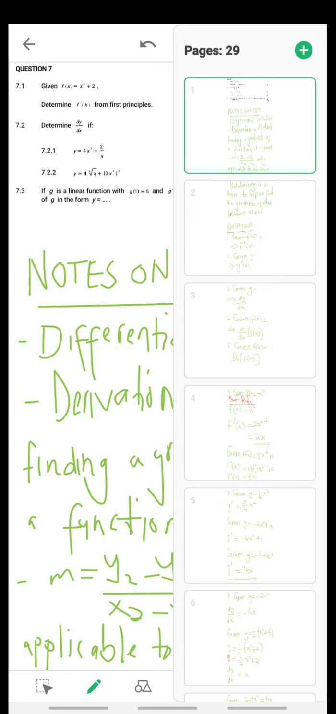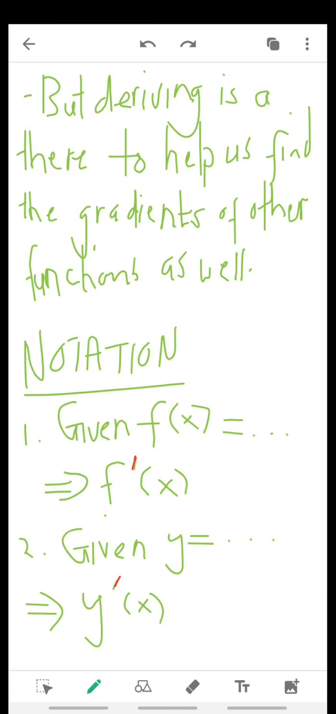We have a few notes that I want us to go through before we start answering question 7, so that when we start with question 7, we have an idea of what we are expected to know. I've already explained that derivation helps us find the gradients of other functions as well, other than just a straight line.